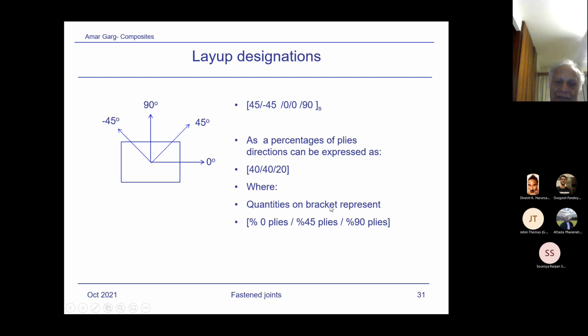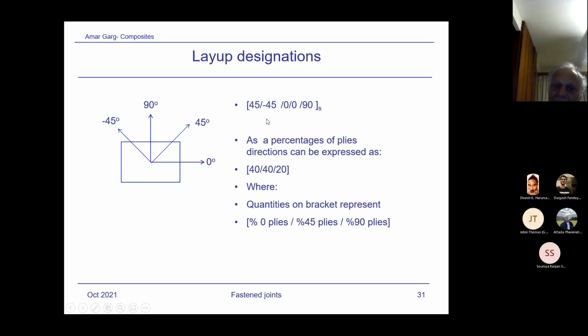So normally, when I was saying the designation 40, 40, 20 or 10, 20, suppose this is a layup: 45, minus 45, 0, 0, 90. There are 10 layers. This S represents symmetry. So that means 10 layers. Out of 10, you can see 45 minus 45, 2 into 2, 4. These will be 4, and these will be 2.